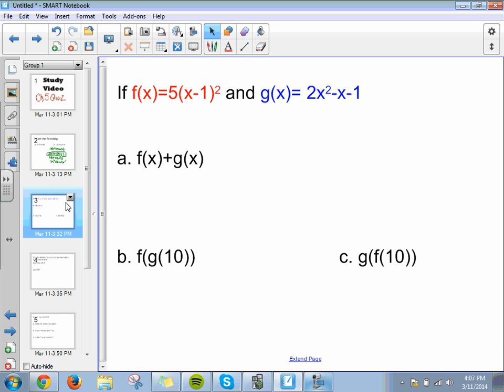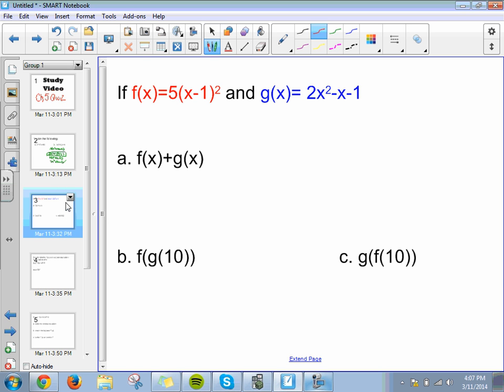Then we're going to move into our different functions. I'll give you a function f of x and a function g of x. And I want to know a couple things. One being what happens when I add those two things together. And then later on, compositions of functions.